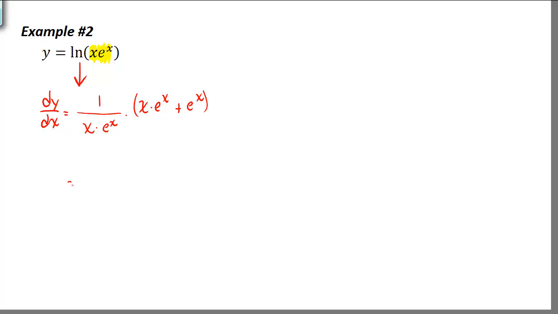And we could factor out that e to the x, leaving us with x plus 1, and in the denominator we'll have x times e to the x. We could reduce out the factor of e to the x, leaving us with dy dx is equal to x plus 1 over x.